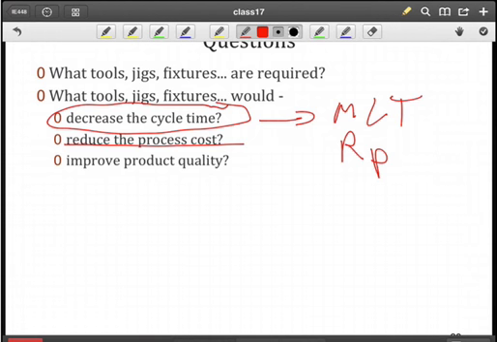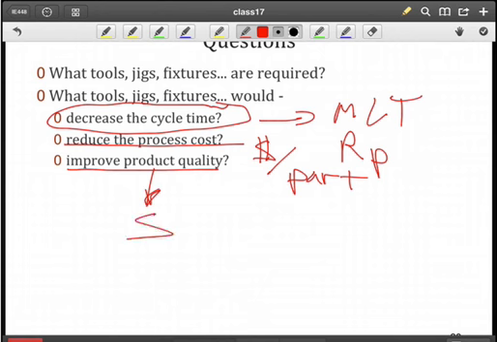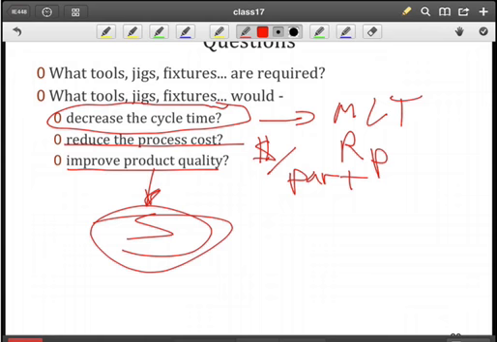What will help you reduce the process cost, in other words, dollar per part, that we saw when we estimated the cost per part. And of course, we're always concerned about factor S, which has a profound effect upon the cost, upon our ability to satisfy the customer demand.